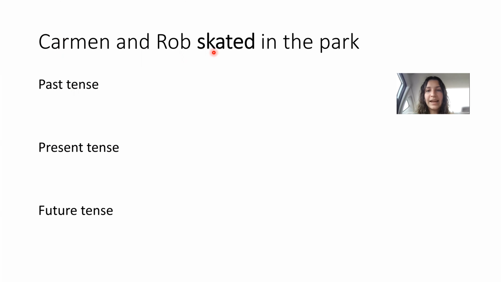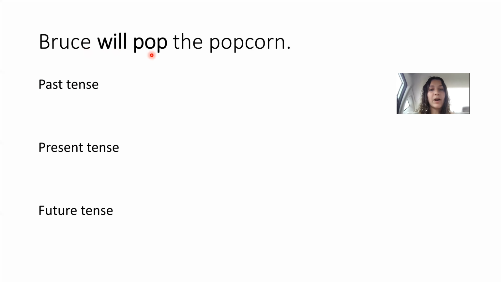Carmen and Rob skated in the park. Our verb here is skated, and we see that it ends in ed, which tells us it happened in the past. So that's a past tense verb. Bruce will pop the popcorn. So our verb here is pop, and it has will pop. That indicates that this hasn't happened quite yet, meaning that will pop is future tense.